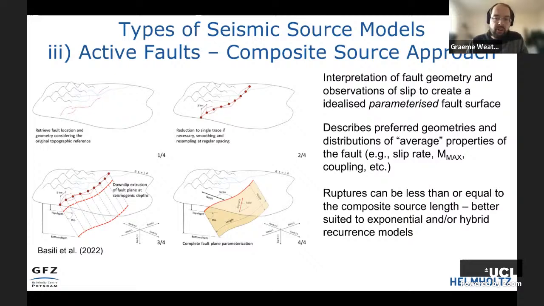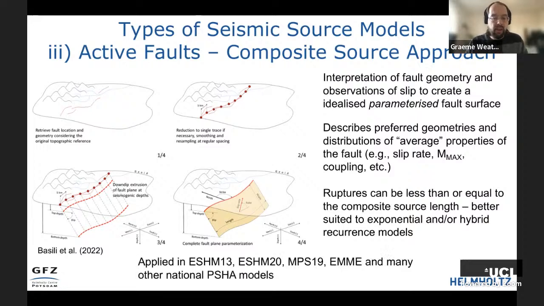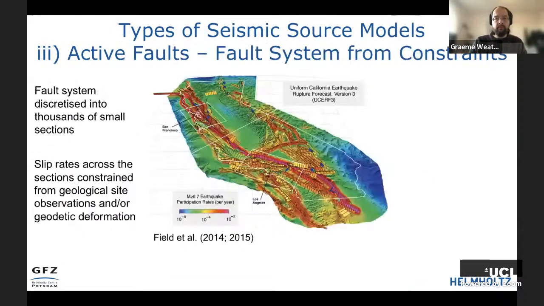Within these sources, they tend to allow the possibility that ruptures can be less than or equal to the composite source length. So they're a little better suited to exponential or hybrid recurrence models than they are to purely characteristic models. You'll see these sorts of models applied quite often in Europe, in the European hazard models, in Italy, in Turkey, and in other national PSHA models.